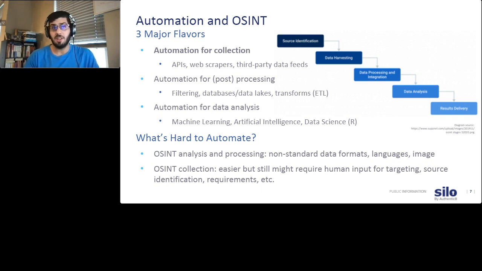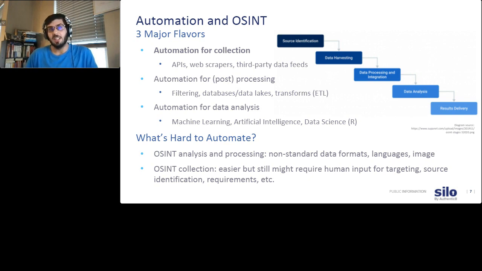I do want to mention, though, that automation of all steps of the process together is possible, but it can be very, very difficult because each flavor has its unique difficulties when it comes to automation. While post-processing of non-standard data and information can be difficult to automate, everyday technologies around that are getting better and they are improving. So it is becoming easier and easier to do as time goes on.